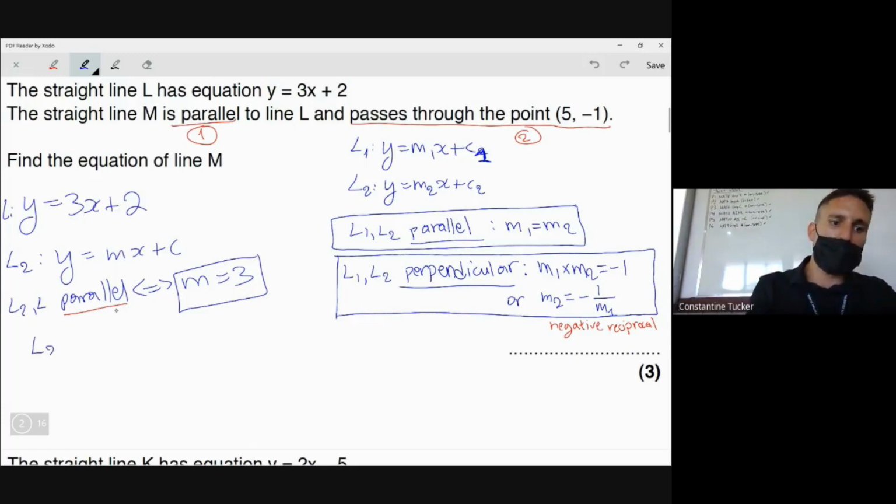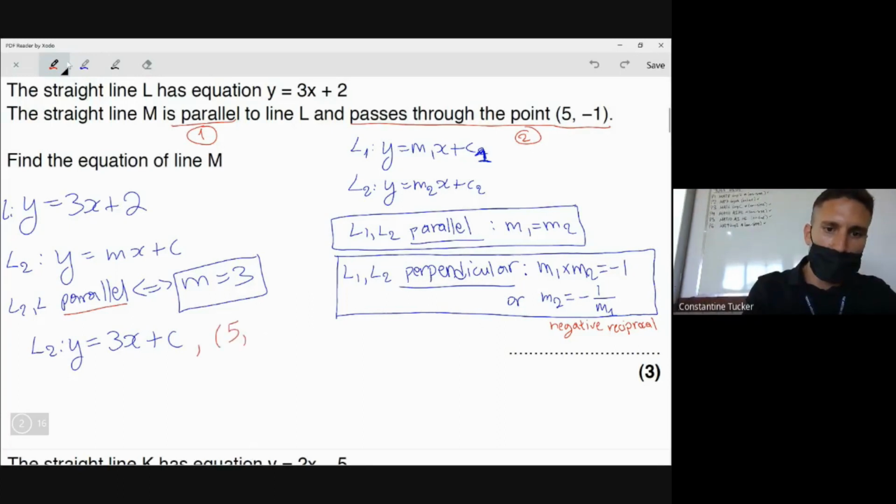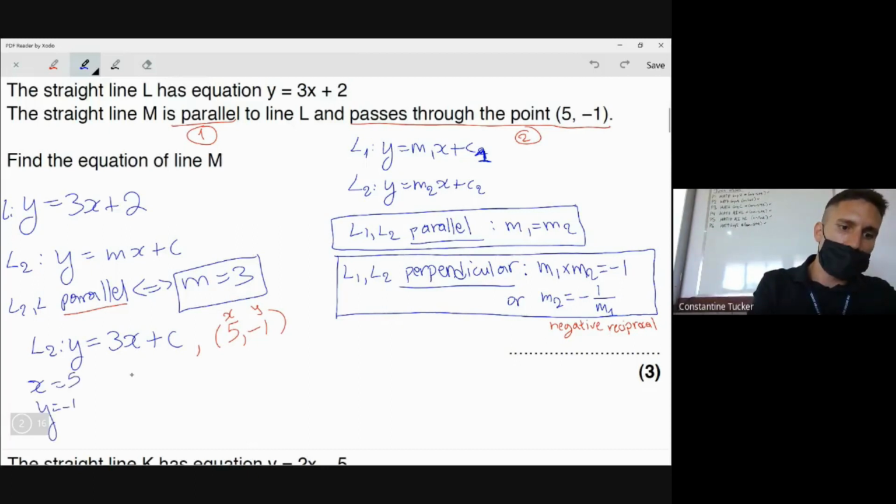So actually now we know we're a step closer. We know that the equation is 3x plus c. That's the equation of the line we're looking for. Now, let's use that second bit of information. We know that it passes through 5, -1. So let's use that point, 5, -1, with our equation to find c. So this is going to be our x, and this is going to be our y coordinate.